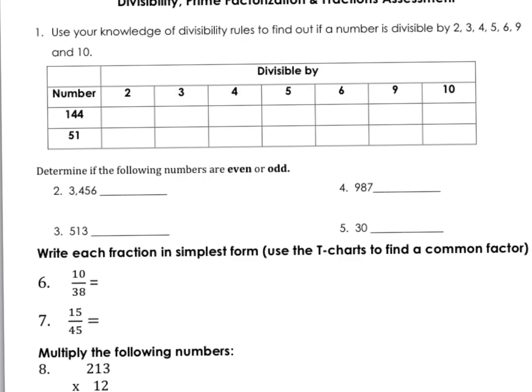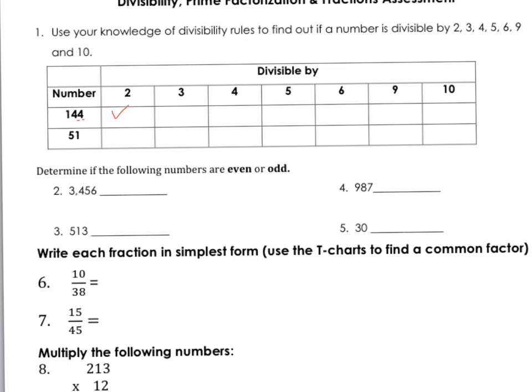So number one, use your knowledge of divisibility rules to find out if a number is divisible by 2, 3, 4, 5, 6, 9, and 10. Okay, so I'm going to put check marks on the ones that it is. So 144, is it divisible by 2? Yes, because it is an even number. It's an even number because the last digit is an even number.